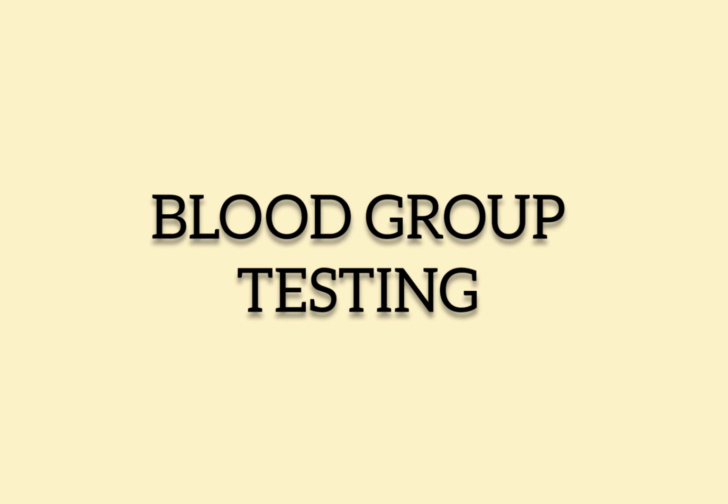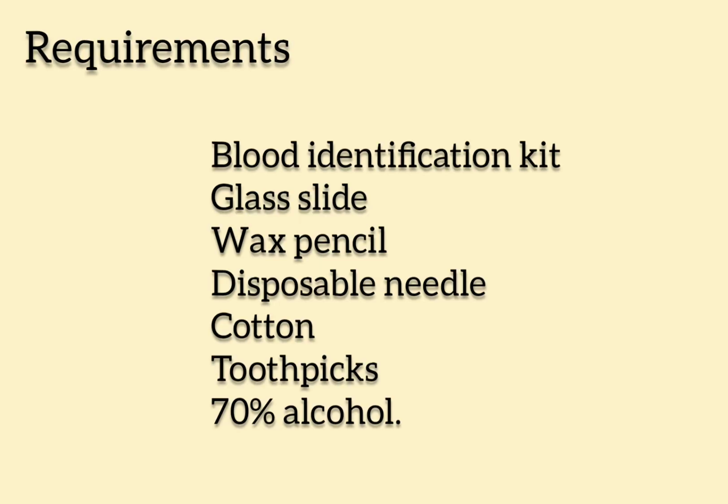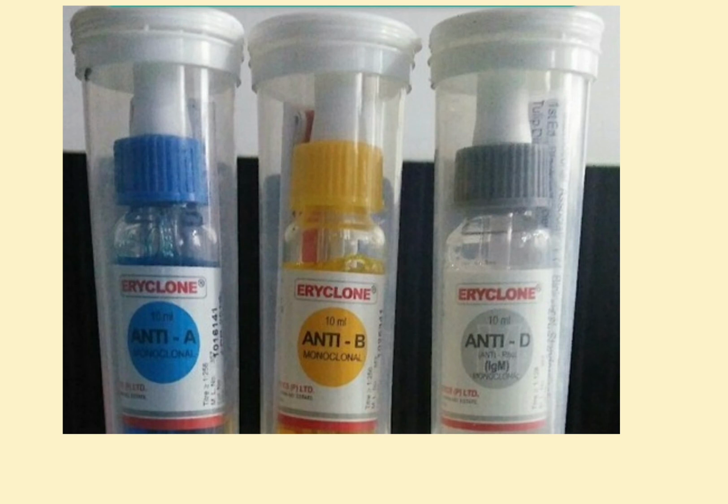How do we identify our blood group? This is a small experiment which requires a blood identification kit, which is also called blood grouping kit. We need a glass slide, a wax pencil, disposable needle, cotton, toothpicks, and 70% alcohol. So the blood group kit will be having anti-A sera, anti-B sera, anti-D sera, a porcelain white plate, a wax pencil, a needle, and you will also have a manual.